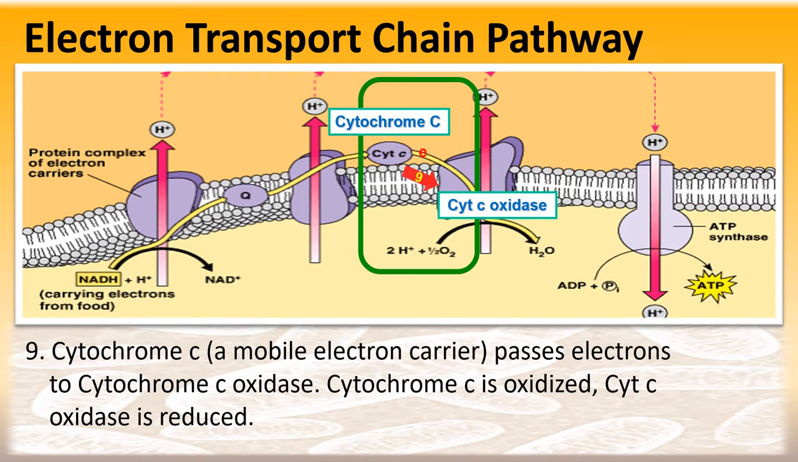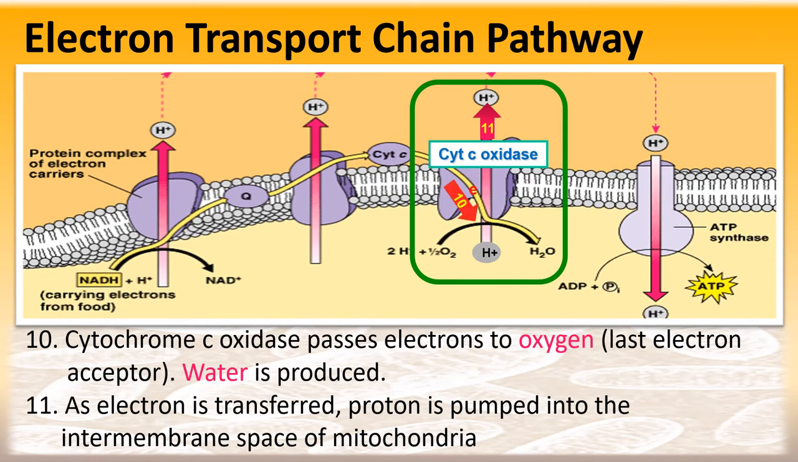Cytochrome C, a mobile electron carrier, passes electrons to cytochrome C oxidase. Cytochrome C is oxidized while cytochrome C oxidase is reduced. Cytochrome C oxidase passes electron to oxygen, the last electron acceptor. After receiving electrons, oxygen combines with hydrogen ions and water molecules are produced. As electron is transferred, proton is pumped into the intermembrane space of the mitochondria.